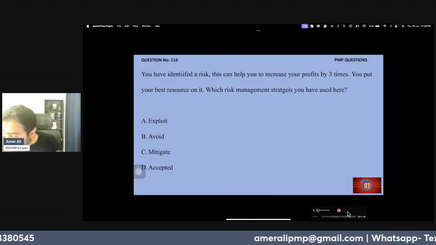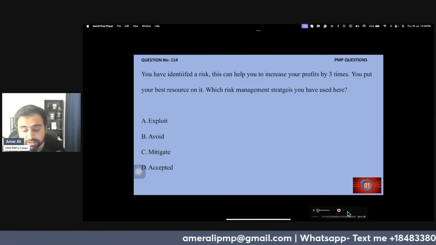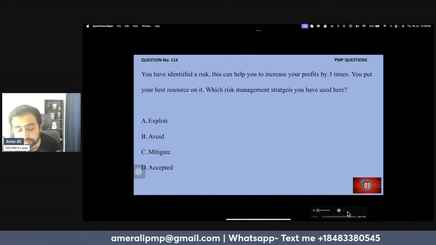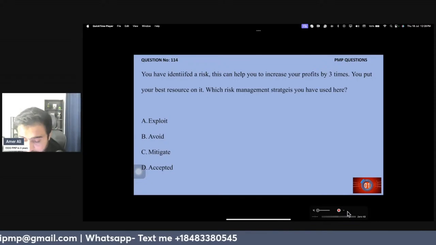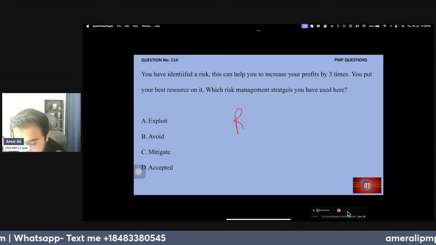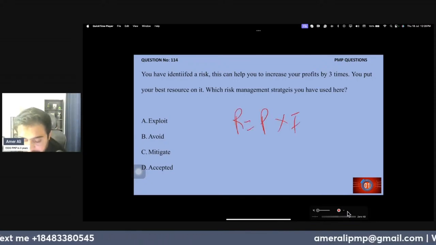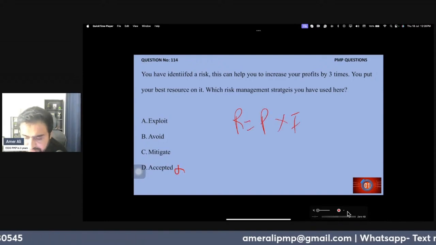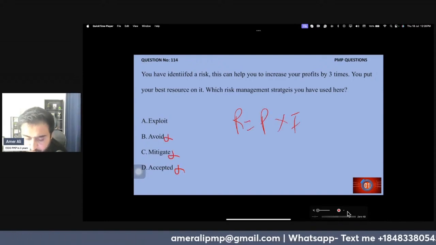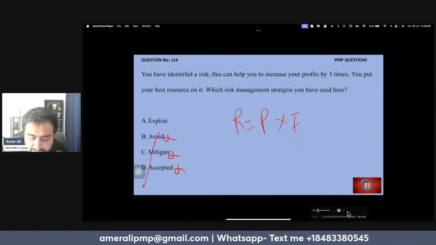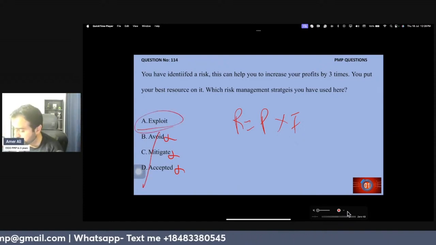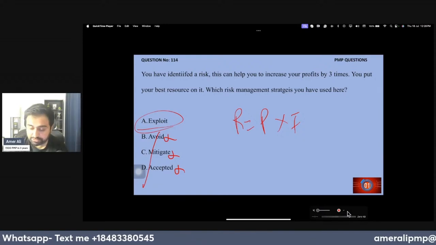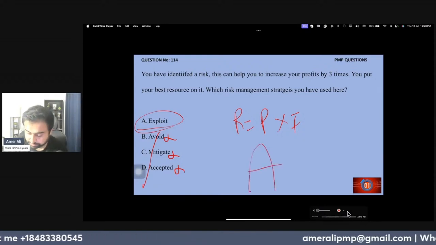Okay, so you have identified a risk. This can help you to increase profit by 3 times. Now, what are we doing here? If we go with probability into impact, have I accepted the risk? Is it a negative risk? No. So the only option left is exploit. I don't even have to look at any other thing, right? It is exploiting the risk. A is the right answer.